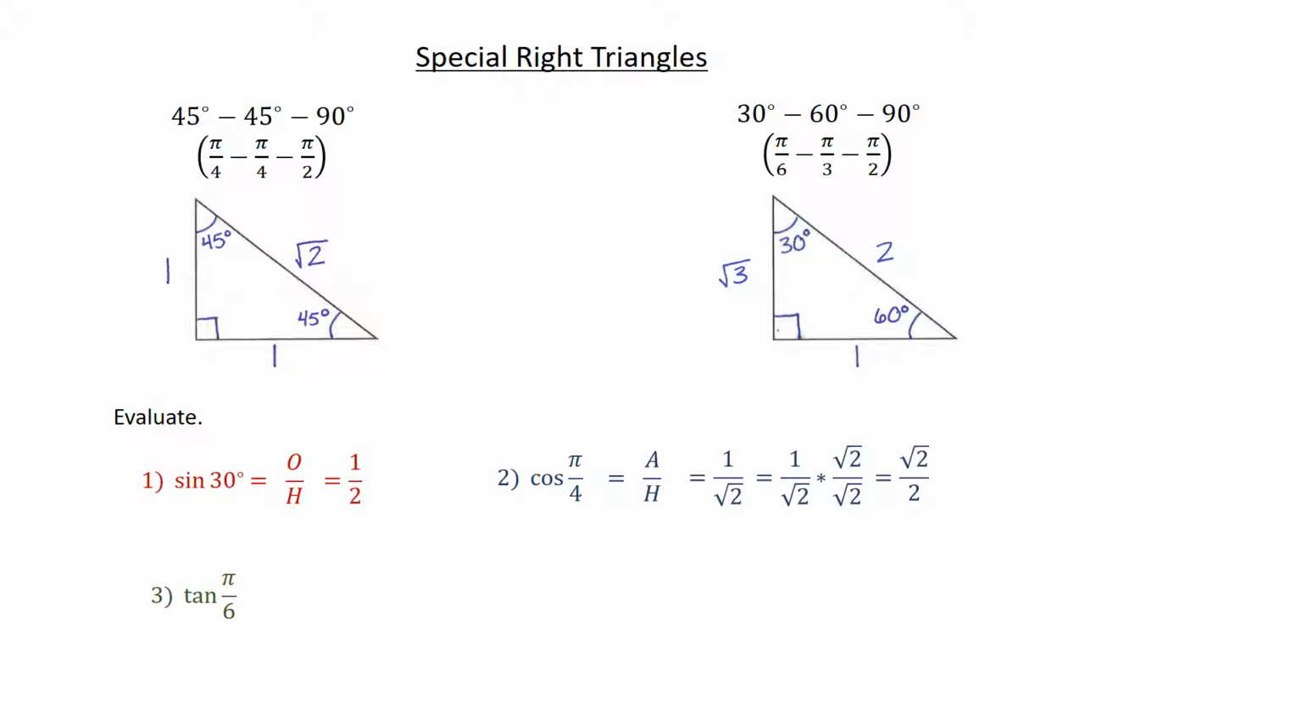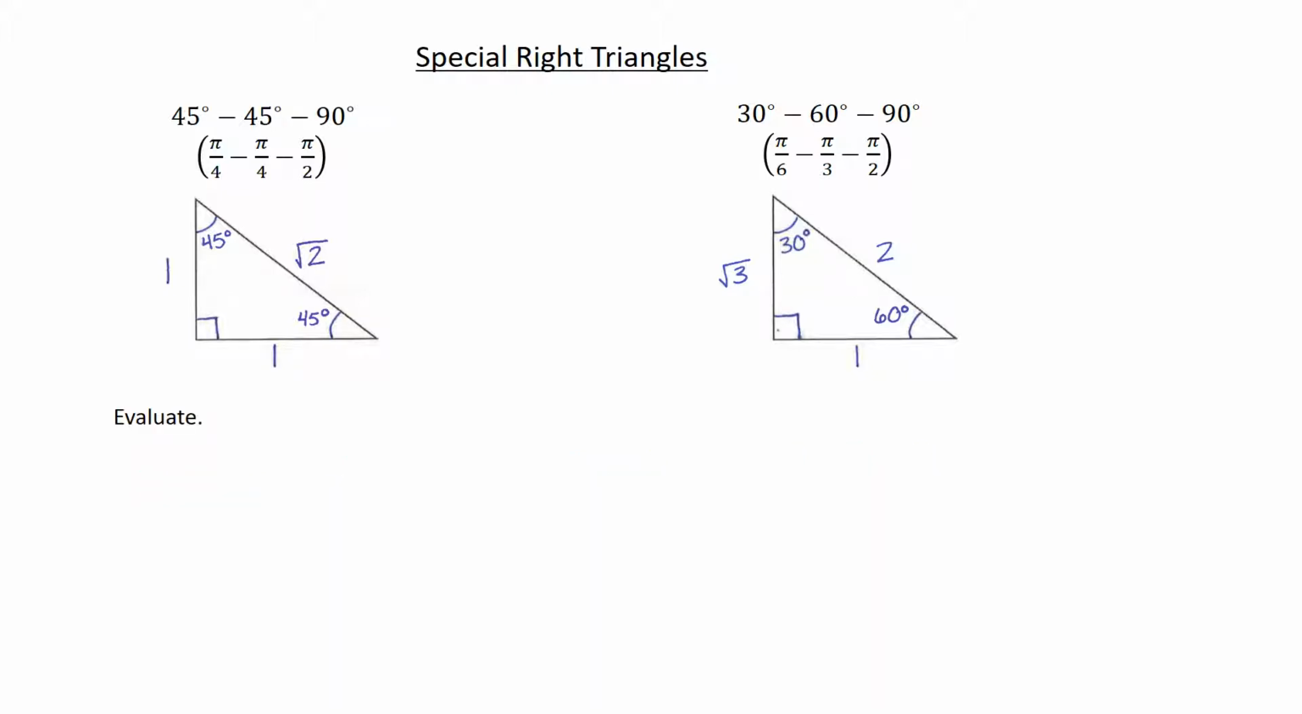Tangent of pi over 6. Pi over 6 is 30 degrees. So we're going to use the 30, 60, 90 triangle. And remember that tangent is opposite over adjacent. So if we go to pi over 6 or 30 degrees, opposite would be 1, adjacent would be root 3. But that is not in simplest form. We're going to have to rationalize it. So we have 1 over root 3 times root 3 over root 3 equals root 3 divided by 3. So tangent of pi over 6 is root 3 over 3.